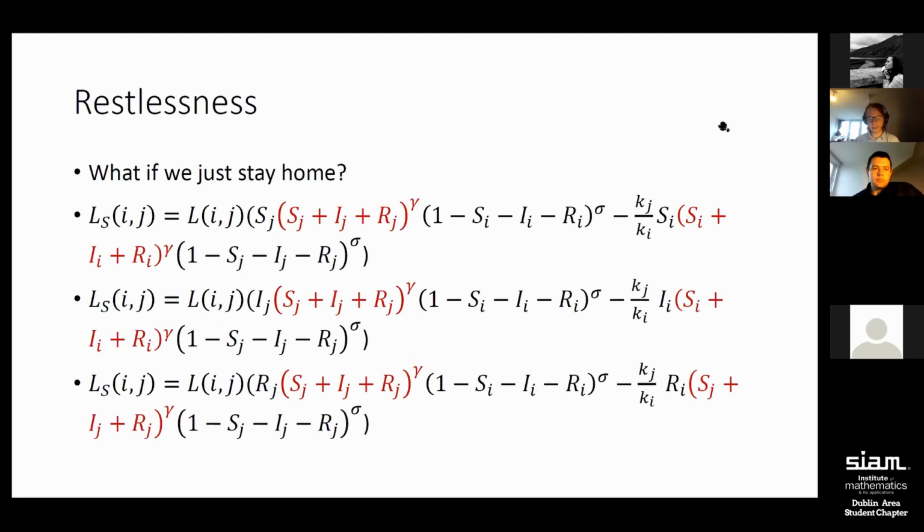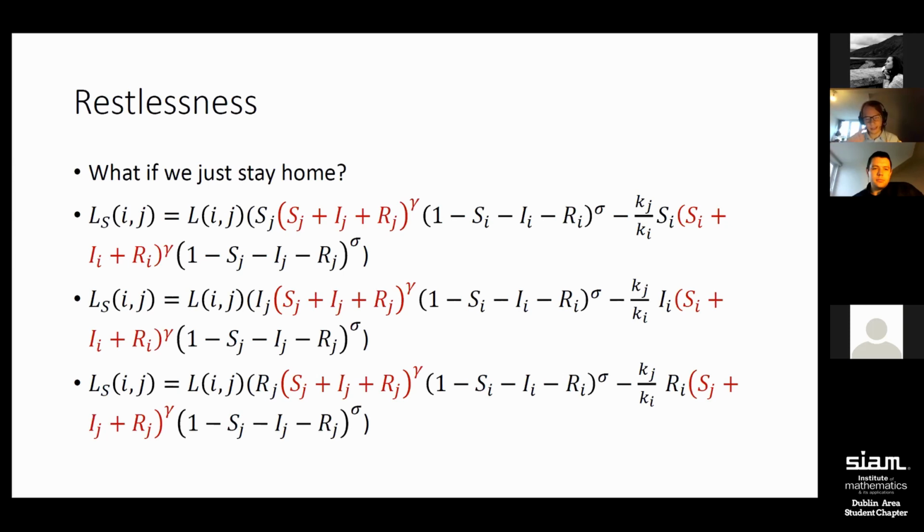But what about this idea of restlessness? What if, instead of going out every single day but being careful, I only go out once every 2 weeks, but when I go out and I leave my home, I'm not at all careful. I'm going to just, I don't know, go to the pub or something.